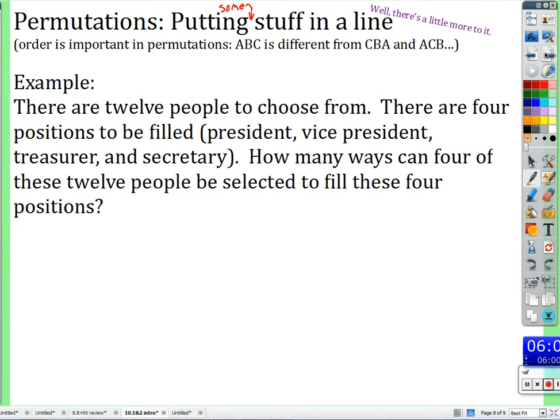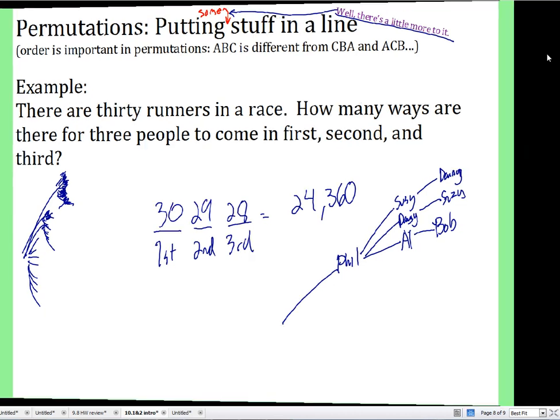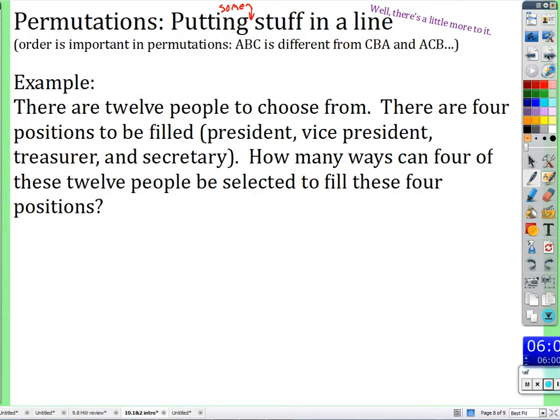We just do 12 permutation points. Okay. So in the previous example, there were 3 things that were going to happen. Somebody comes in first, then second, then third. How many things are going to happen here? 4. Somebody gets picked for president, picked for vice president, picked for treasurer, picked for secretary.